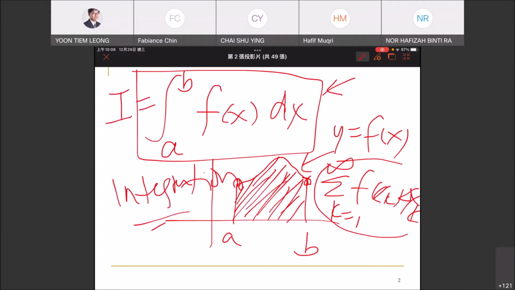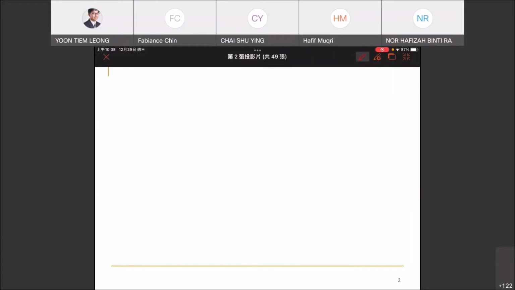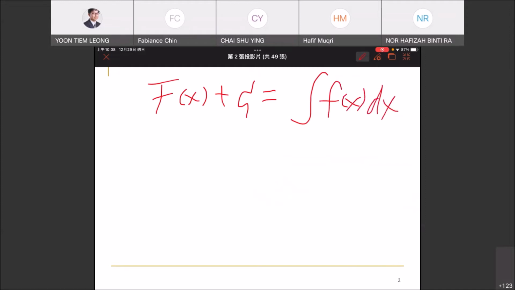Whereas in the previous case of the antiderivative, the collection of all the antiderivatives is represented by a symbol of an indefinite integration or indefinite integral. So this symbol that is written here represents the antiderivative, and this symbol is called the indefinite integral. Okay, it's called the indefinite integral.